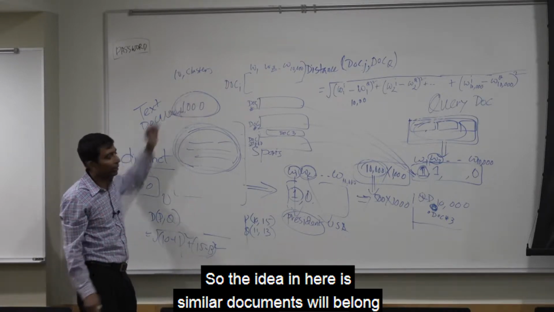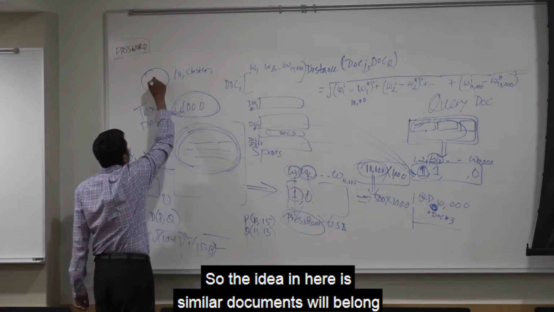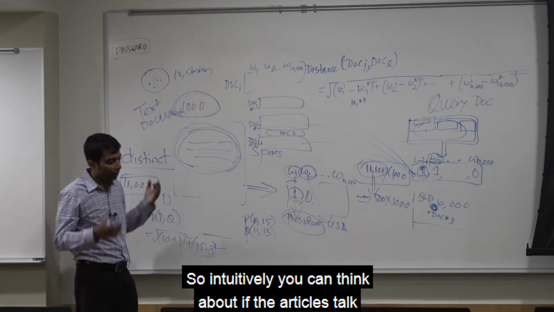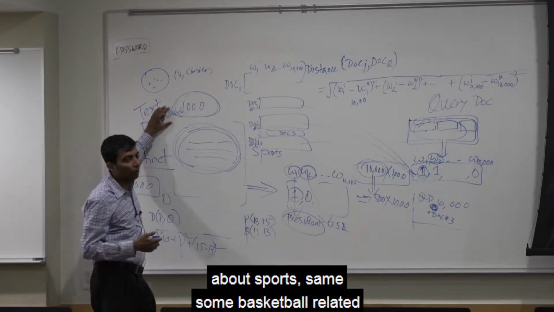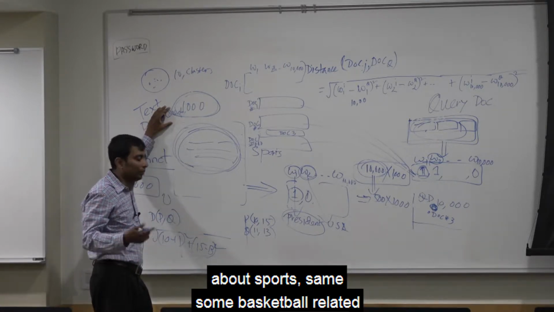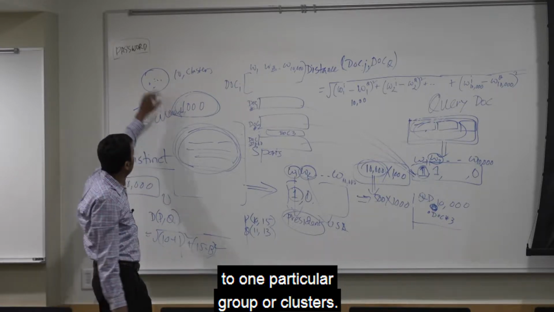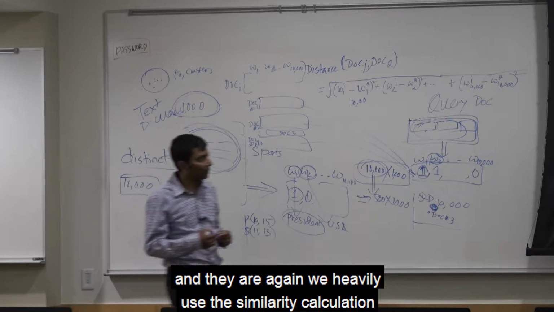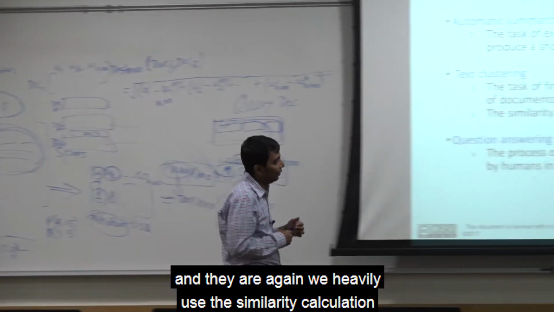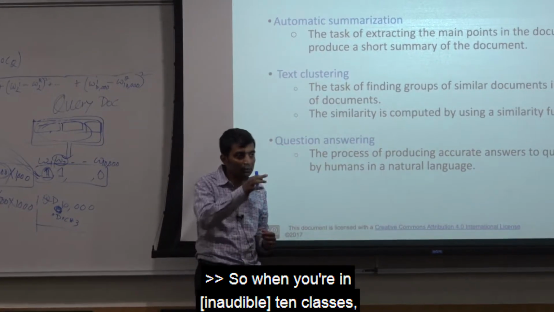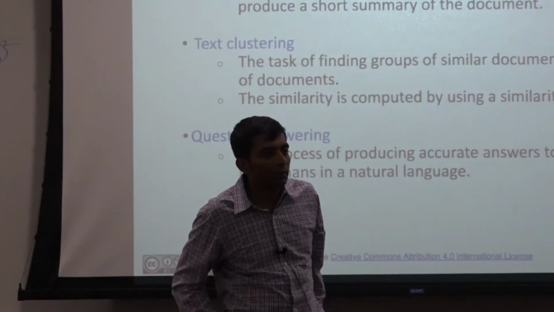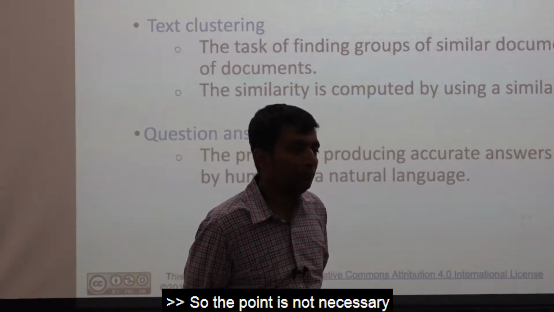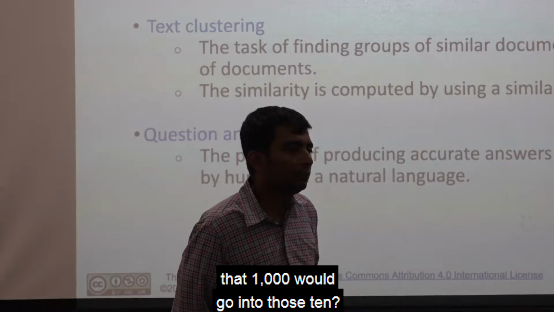The idea here is that similar documents will belong to one particular cluster. Intuitively, if articles talk about sports, say basketball, then they should belong to one particular group or cluster. That is known as text clustering, and there again we heavily use similarity calculation. When you're creating 10 clusters, the point is that it's not necessary that all 1,000 documents would go into those 10.